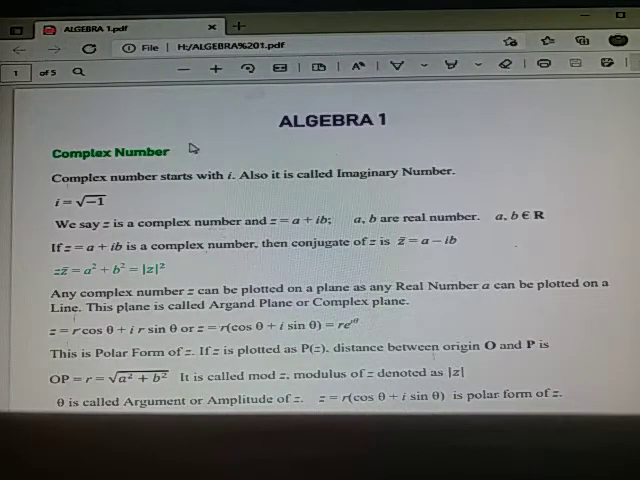Students, I am preparing this lecture note for the lateral entry entrance. I looked through the syllabus and some question papers, and based on these I am preparing this one. I start with algebra. In algebra there are chapters: complex number, matrix, logarithm, etc. In this lecture note, I am doing complex number.